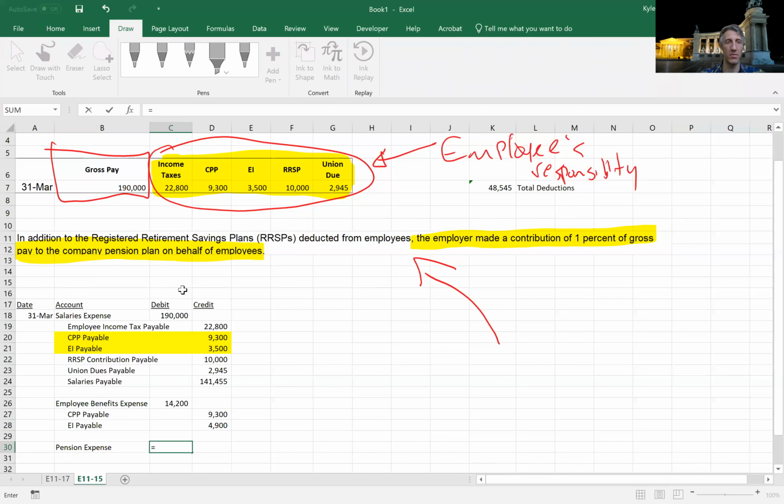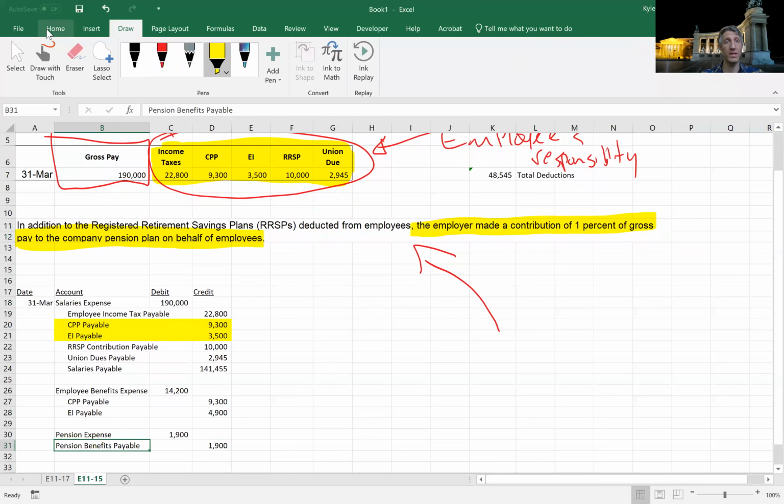So it's going to be a pension expense, and it's 1% of gross pay. So we know gross pay was 190,000 times 1%. It's going to be 1,900, and we'll put pension benefits payable. And we've completely solved this problem.